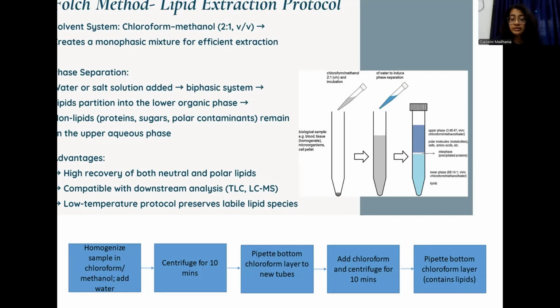The lipids partition into the organic chloroform layer, whereas polar molecules that is metabolites such as salts and amino acids remain in the upper phase. The lower phase is collected for lipid analysis and contains triglycerides, phospholipids, cholesterol, and other types of lipids. It is a relatively simpler method, and it also has broad coverage of lipid types and a very high efficiency rate.